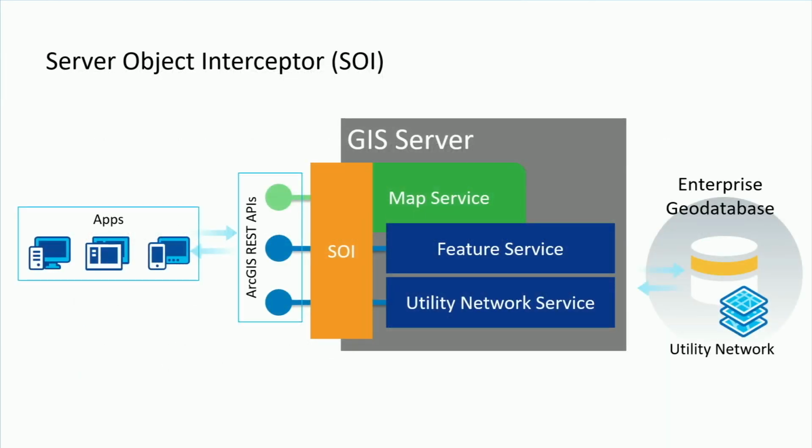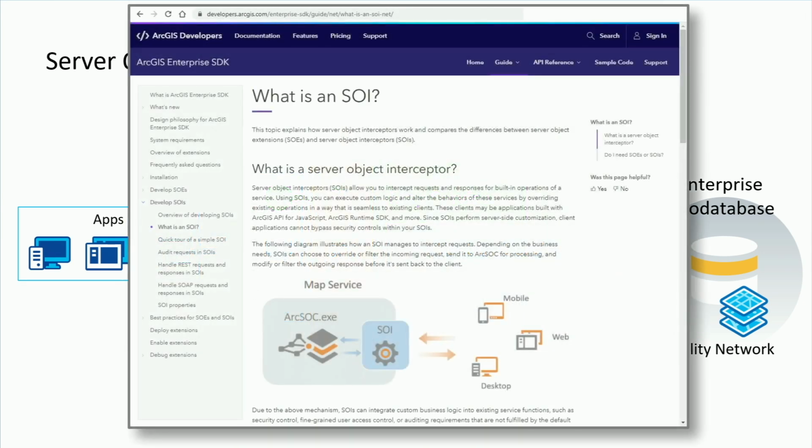So here we see the client apps on the left talking to the REST APIs. You implement your SOI that sits in front of the map service or the feature service or the utility network service or whatever other services. And you get to intercept the call, okay? And decide what to do with it. And there's a whole lot of good documentation available out there on that.